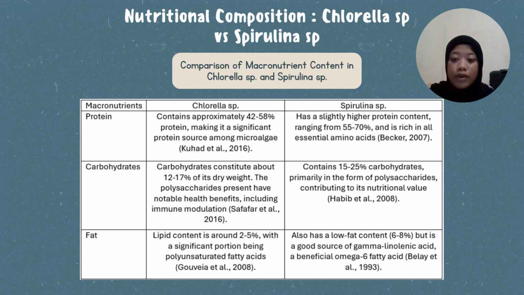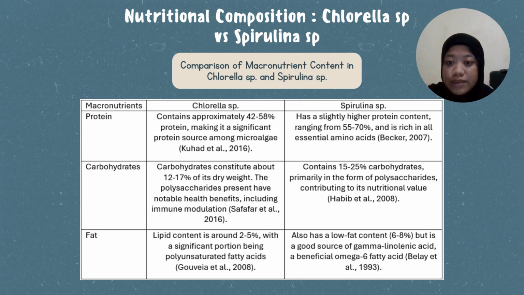For the first type of macronutrient, which is protein, in chlorella, protein content is approximately 42 to 58%, making it a significant protein source among microalgae, while spirulina has a slightly higher protein content, ranging from 55 to 70%, and is rich in all essential amino acids.